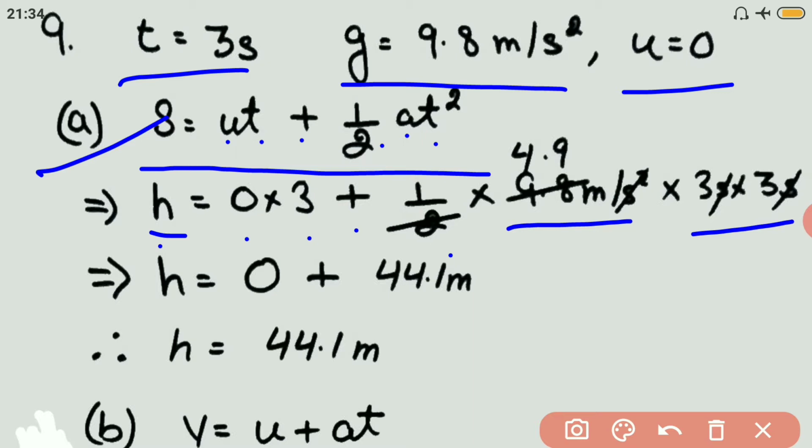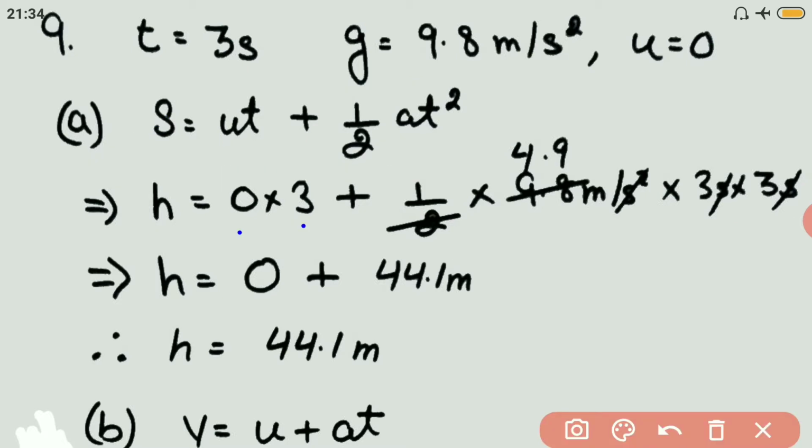Now doing the calculation, 0 into 3 will give me 0, then 2 and 9.8 can be cancelled, we shall get 4.9 multiplied by 3 into 3. The second and second here get cancelled by this second square, so ultimately I am getting 44.1 meters after the multiplication of 4.9 and 3 and 3. So this is my answer for the height of the stool, whatever I was using out there.